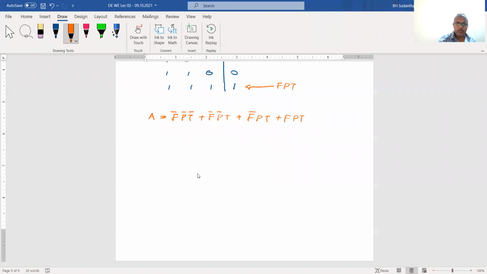I think you can draw the circuit now. It is not a difficult one. As usual, we can make F bar, P bar, T bars and make these 4 different terms using 3 input AND gates. Then finally, we can connect all 4 outputs coming from the 3 input AND gates using a 4 input OR gate.